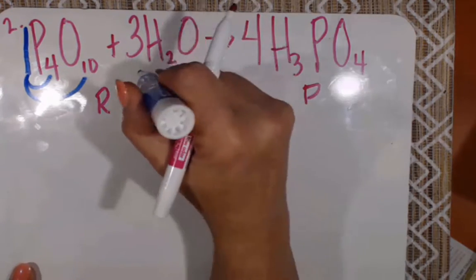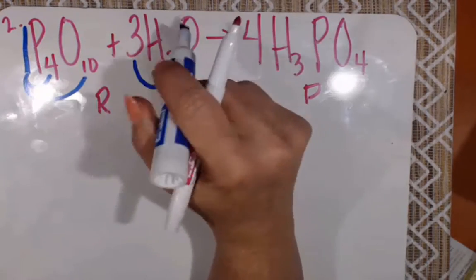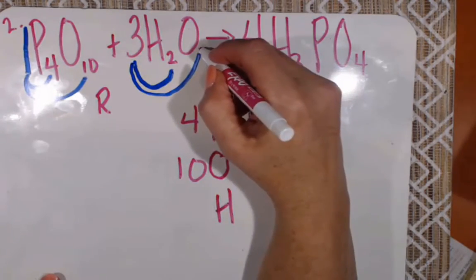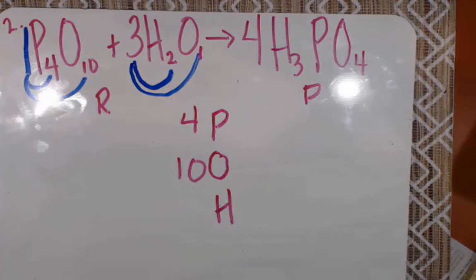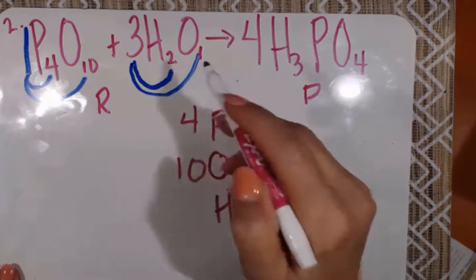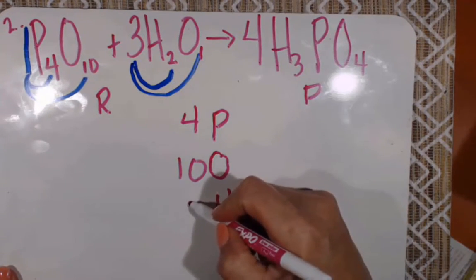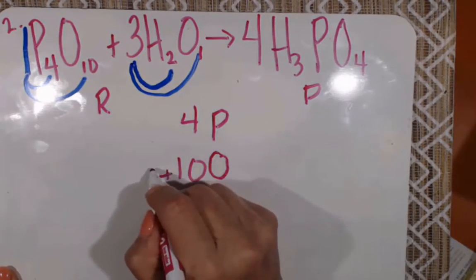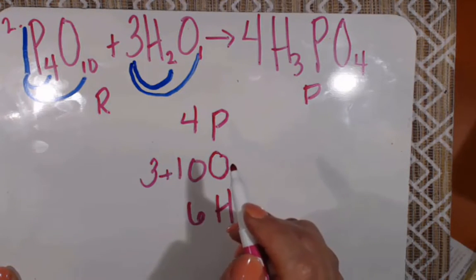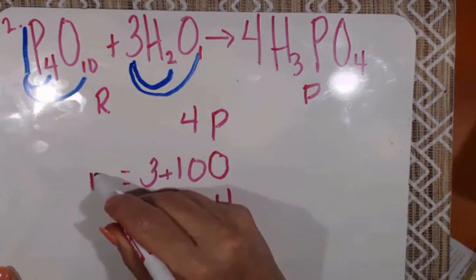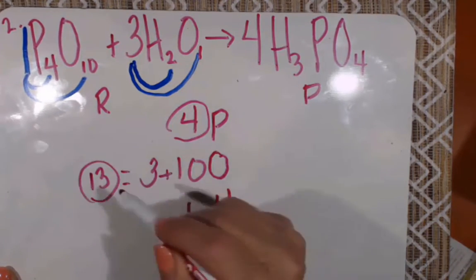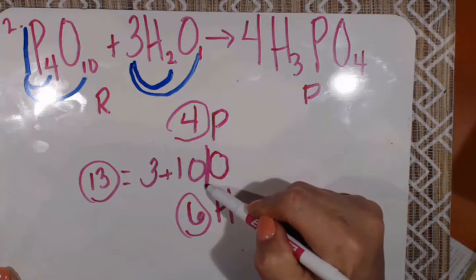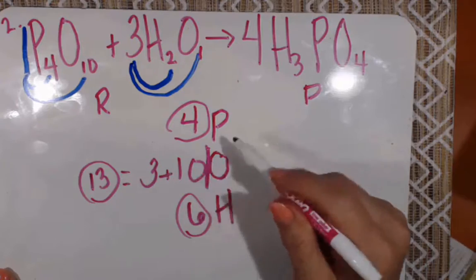On my water, my H2O, I'm going to have to take my 3 and distribute it to not only the H but also the O. And we have an understood 1 on the O, the oxygen. So 3 times 2 for the hydrogen is going to be 6. And 3 times 1 on the oxygen is going to be 3. All right, so we're going to add these up. We've got 13 oxygen, 4 phosphorus, 6 hydrogen. You do kind of have to be careful sometimes. Obviously you don't have 100 oxygens there. You have oxygen, you have 10 of them.